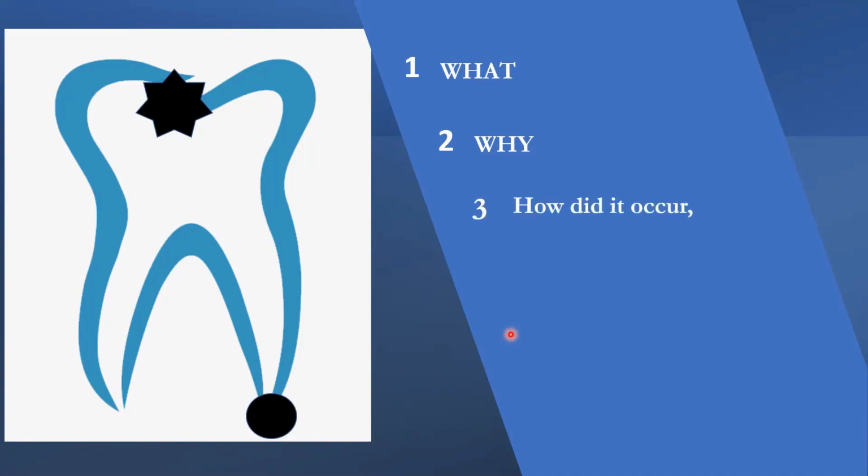The third question usually in all the presentations are three hows, that is, how did it occur, how are you going to diagnose it, and how are you going to treat it. But today we are just going to understand how the cyst occurs. This will be followed by a brief summary and multiple choice questions at the end.